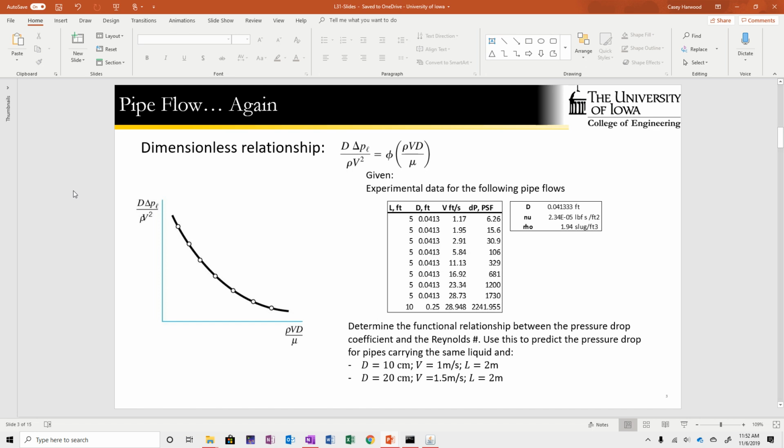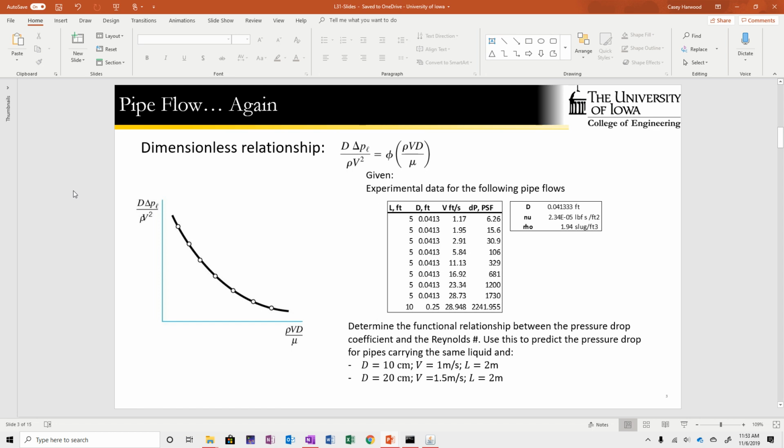So consider that somebody has gone through and collected experimental data for the following pipe flows. 5 foot lengths of pipe with this one about 10 foot length, with these pipe diameters, and then a 3-inch pipe here, with different flow velocities. What they did was measure the pressure at each end of the pipe and give us a pressure drop. So a very rudimentary set of experiments, and these were conducted with water as the working fluid.